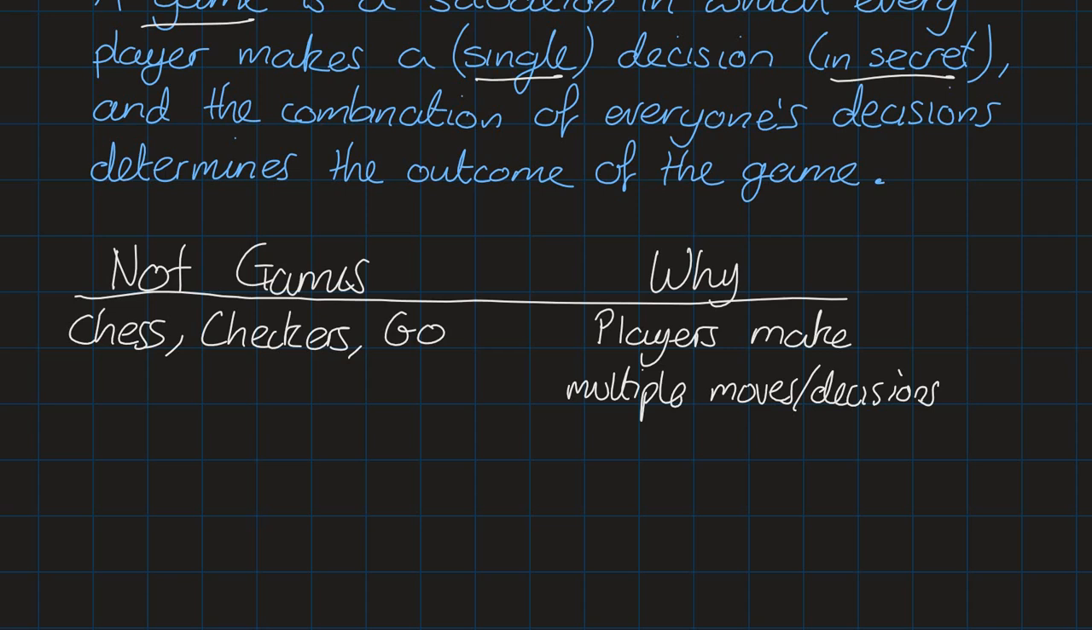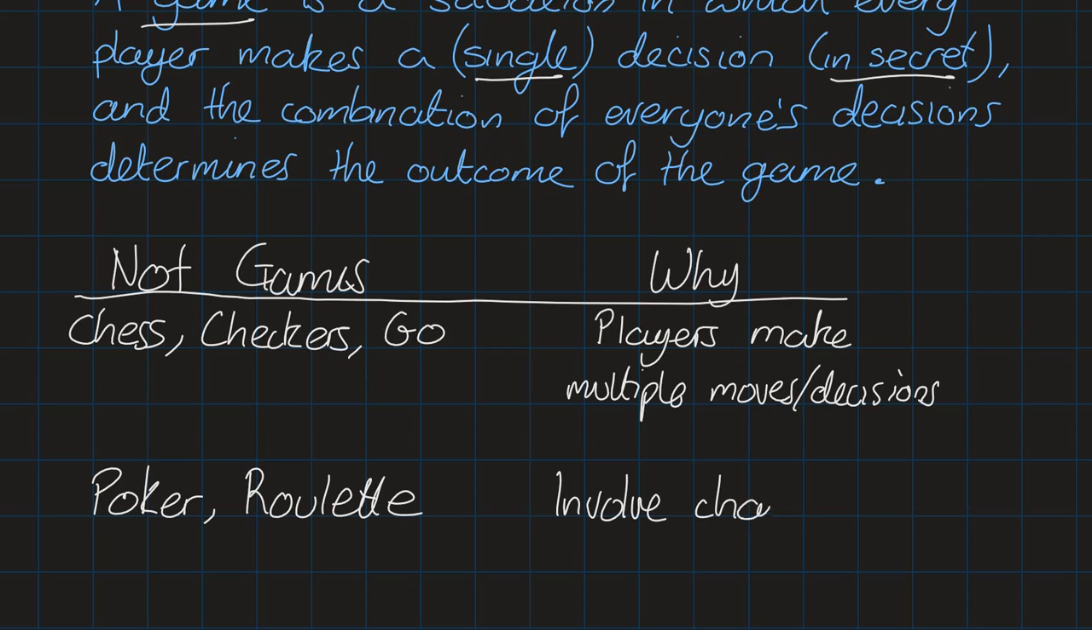What else is not a game? Poker, or stuff like roulette. These are not games, and they're not games because they involve chance. To us, a game is a completely unrandom situation where the players make up their own minds, and they know all the possible outcomes. They have all the information. They know what could possibly happen, and they make up their own minds, and depending on how everyone chose determines the outcome of the game.